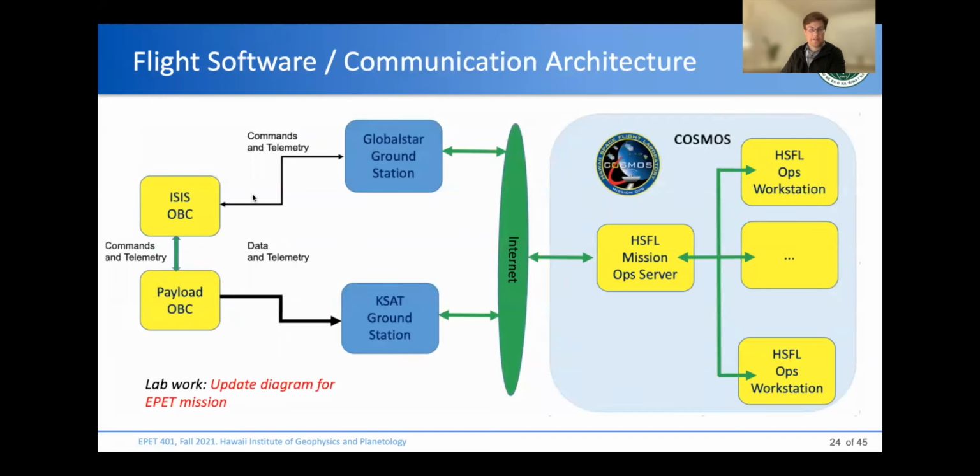Here's an example of the flight software and communications architecture for HiTi. So we have the payload OBC and the ISIS OBC talking to each other. There's a command and control capability between the two. And then each of these computers has its own radio network that goes to the internet. And then Cosmos runs here the mission ops server to talk to these. Again, lab work is to update this diagram or create a diagram like this one for your particular mission.